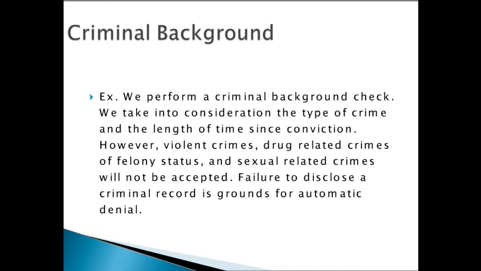Or more importantly, which ones will you not accept? Also, will you have a time limit, such as no felonies within the last 5 years? The choices are yours to make. But even though criminals are not in a protected class, you must treat all applicants the same.